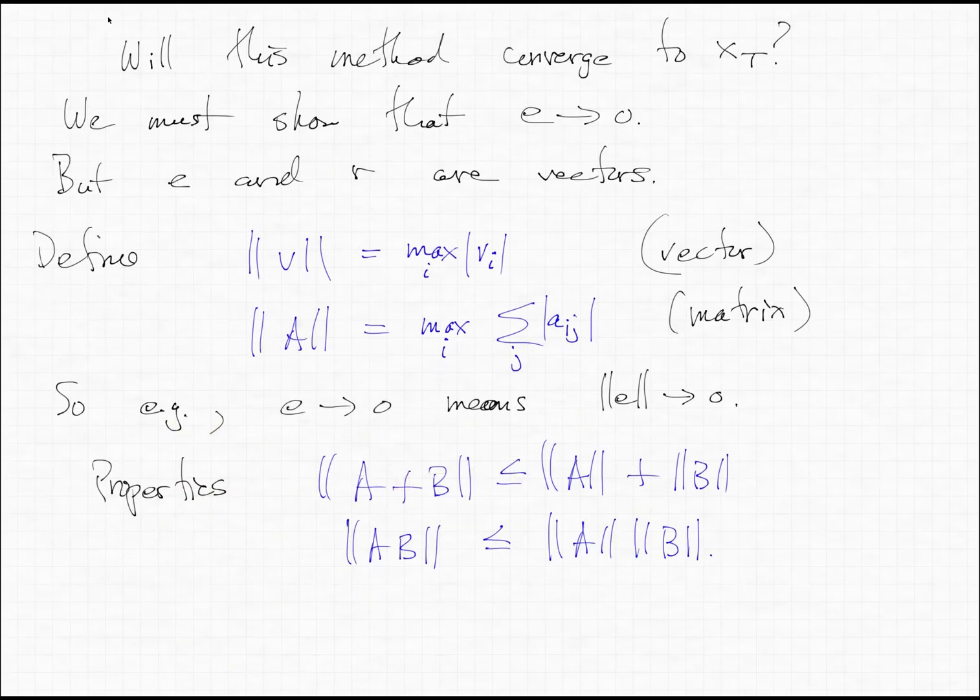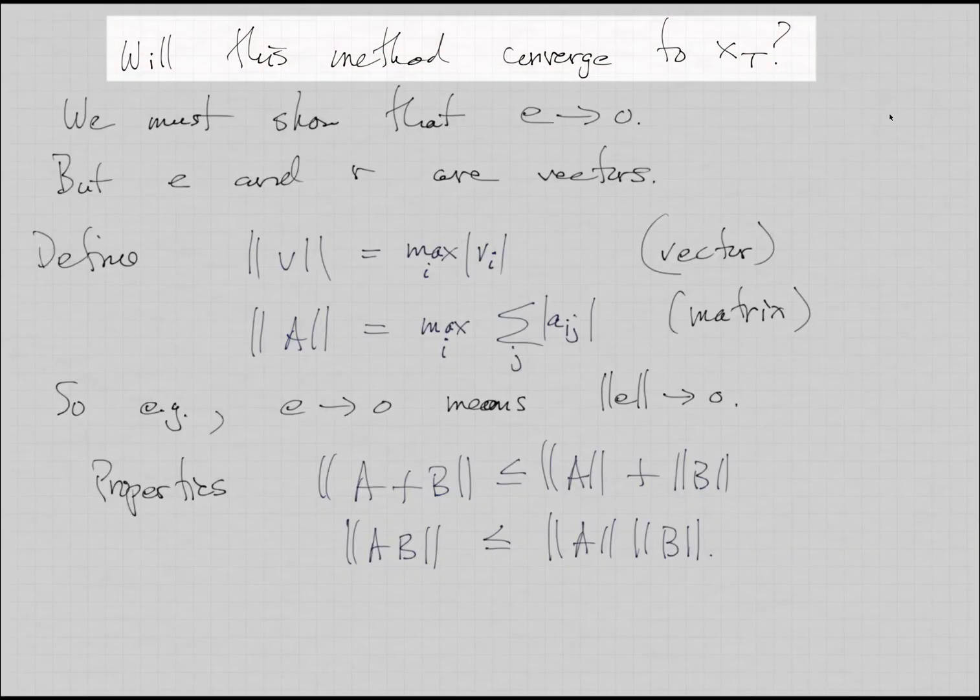Okay, so that seems like a good plan. In fact, it is a good plan. So the question is, will this method actually converge to x_t? Right? For that, we need to show that e approaches 0. As you iterate this method, the error vector eventually approaches 0.